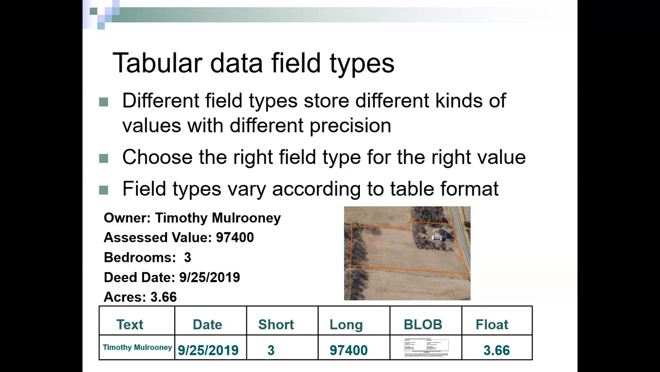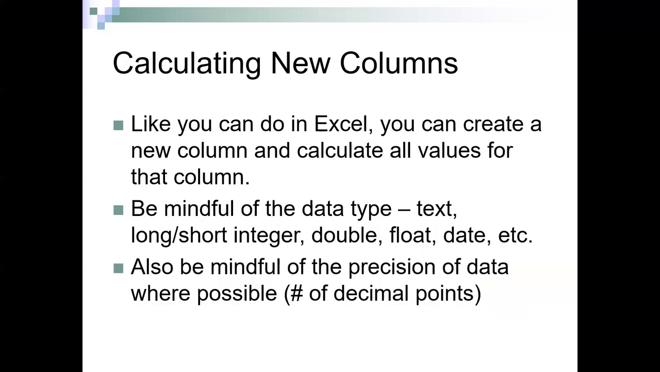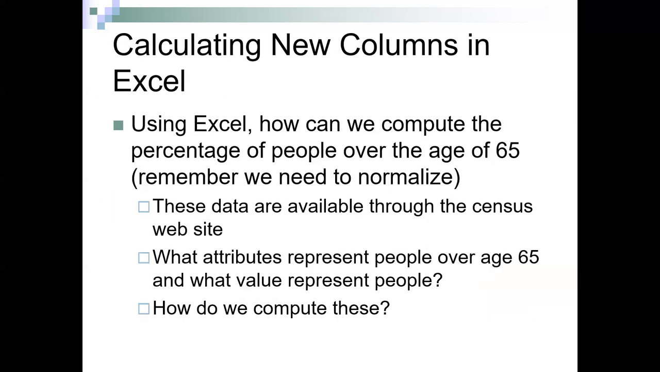Just because 3.666, the number of ones and zeros to store 3.66 is probably as much as it is to store 97,400, or the date, or the short in this case, which is relatively small here. So we can calculate brand new columns here.